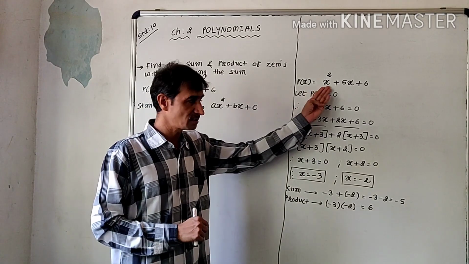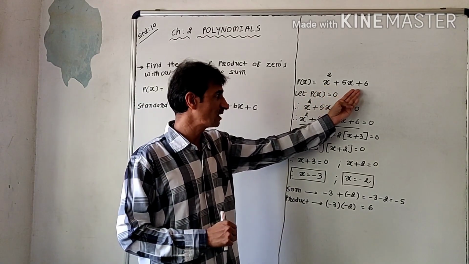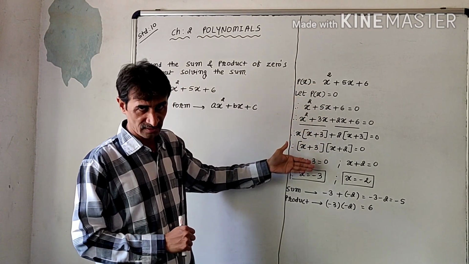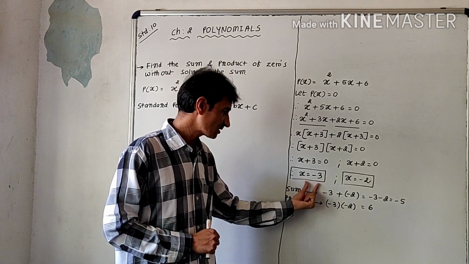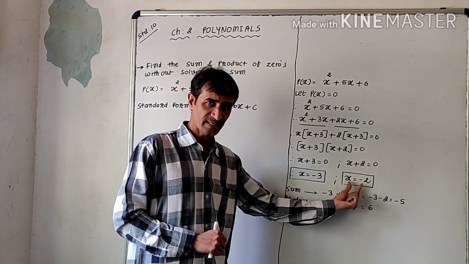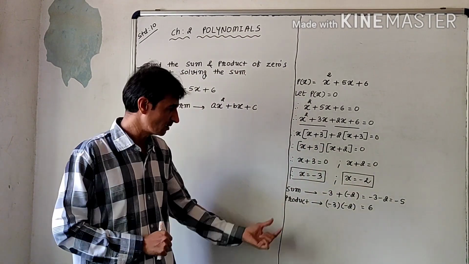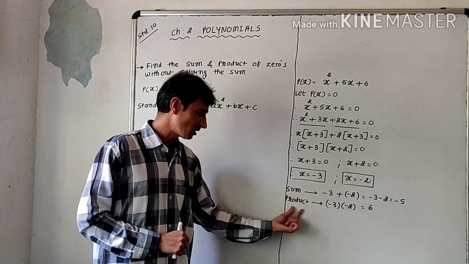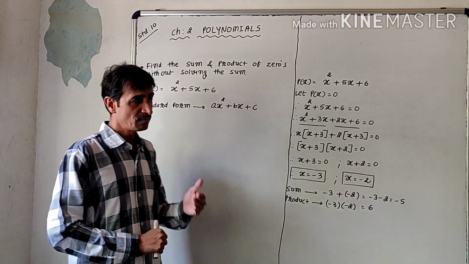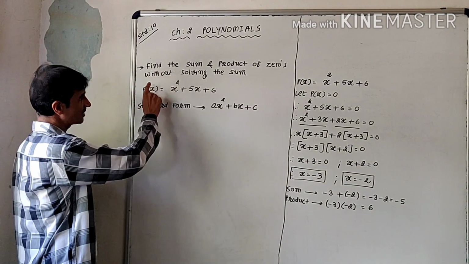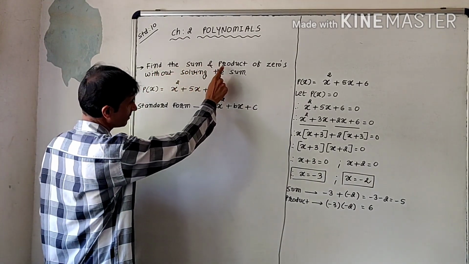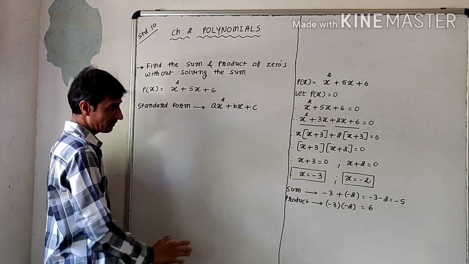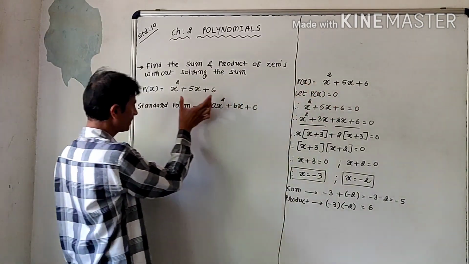First of all, suppose this is the question, x square plus 5x plus 6. I want to find out the zeros with the help of factorization. Then the first zero will be minus 3 and the second zero will be minus 2. So the sum of these zeros gives me minus 5 and the product of the zeros gives me 6. But in this case, the condition is given: find the sum and the product of the zeros without solving the sum. That means the same sum I want to write down here.